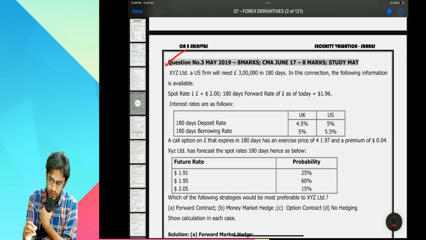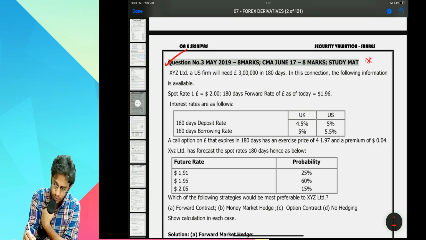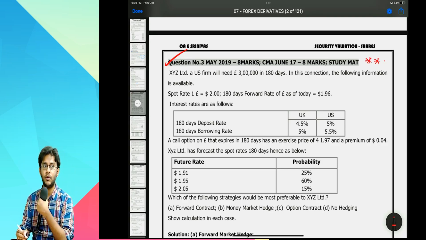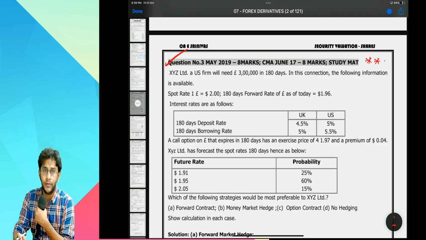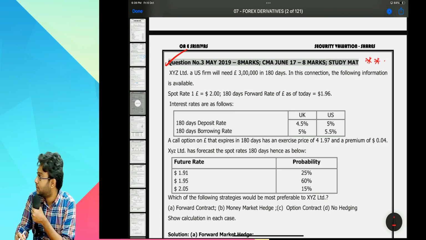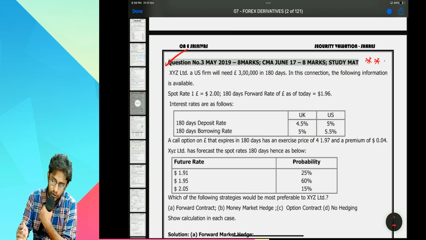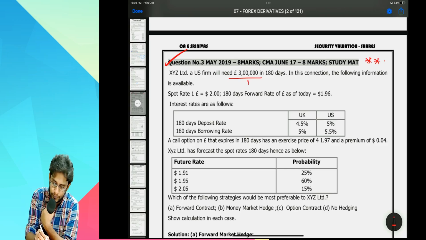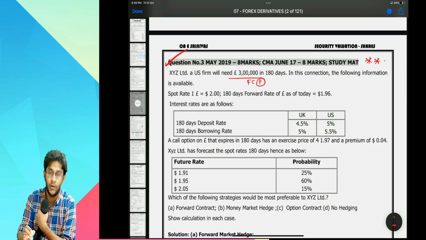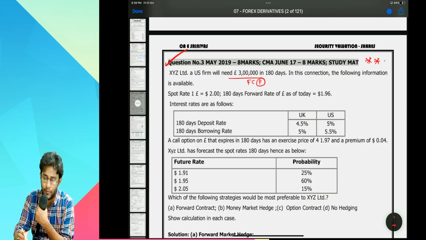Mark this as important, sir. XYZ Limited, a US firm, will need 3 lakh pounds in 180 days. Sir, a firm will need 3 lakh pounds means it has FC receivable or payable. Obviously, that is FC payable. You are a US company, you have a pound payable.